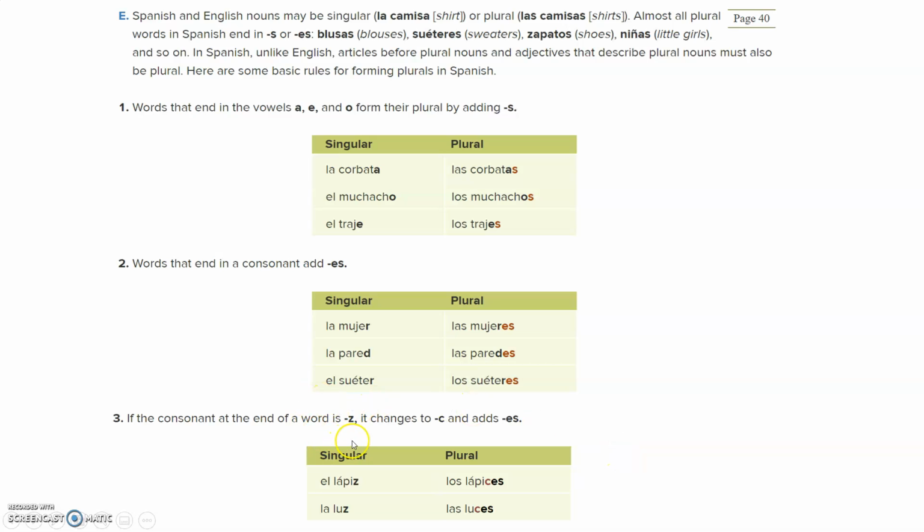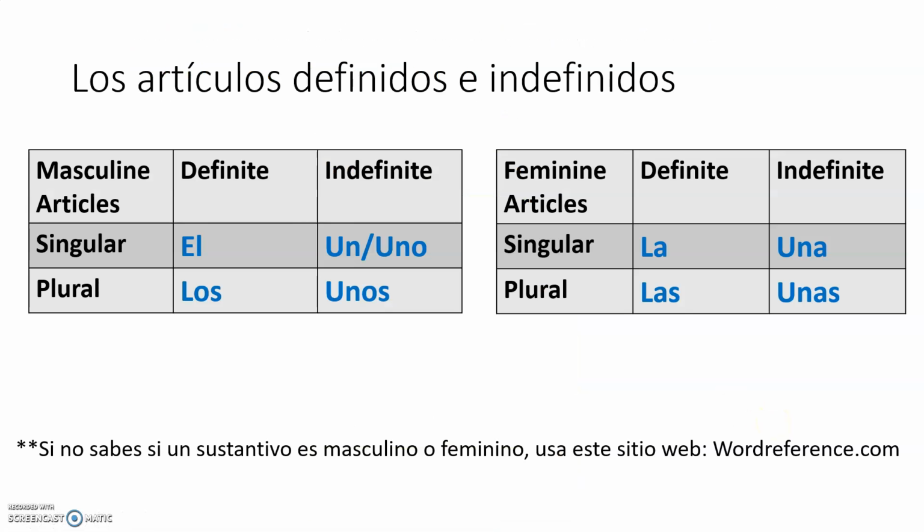Now, if it ends in a z, you change the z to c, and you add es. For example, lápiz, lápices, luz, luces, cruz, cruces. Bien, estos son los ejemplos.